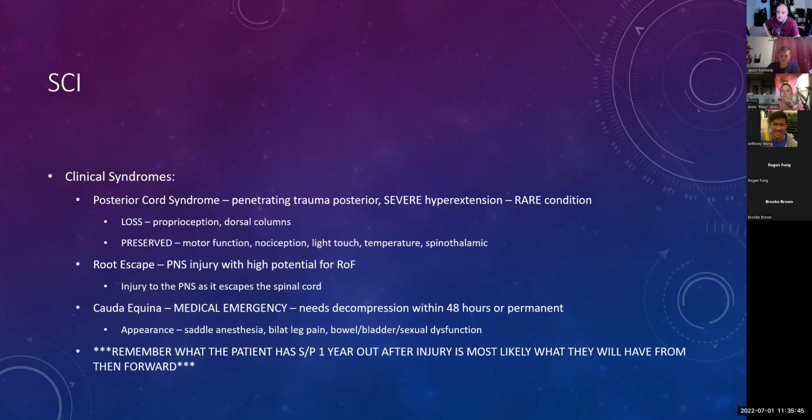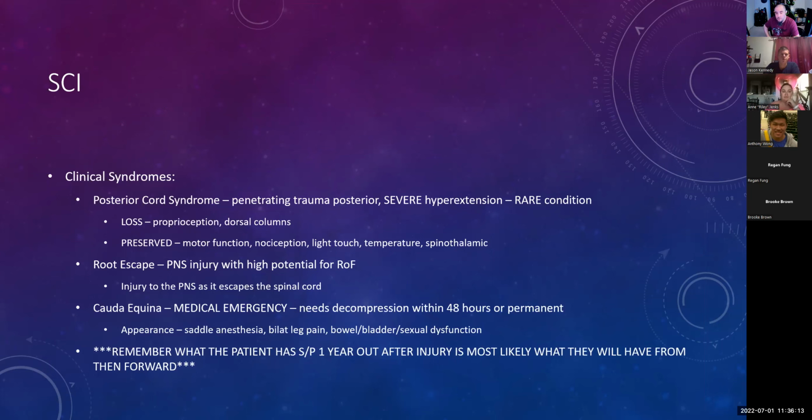Posterior cord is a severe hyperextension condition and is rare because we have the ALL that protects us. That's one of the questions I had from somebody that asked me, what protects us from having a posterior cord injury? It's the ALL, the anterior longitudinal ligament, because it's thick and broad and it keeps us from really hyperextending. The other thing is we have the good old spinous processes back there that keep us from hyperextending too much as well.